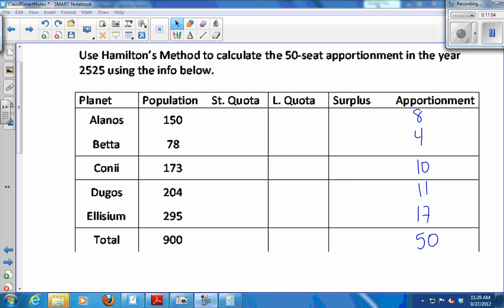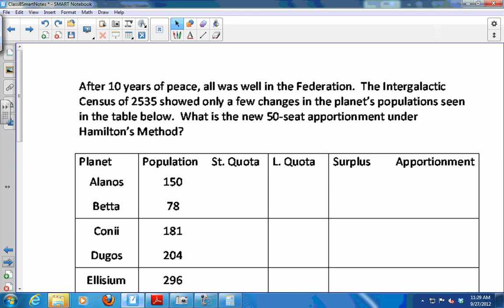Okay, so finish up. Go ahead and finish up, but I put the final apportionment up so you can check your work when you're done. 8, 4, 10, 11, 17. And once you have that, I want you to move on to the next part of the question, where some of the populations change.